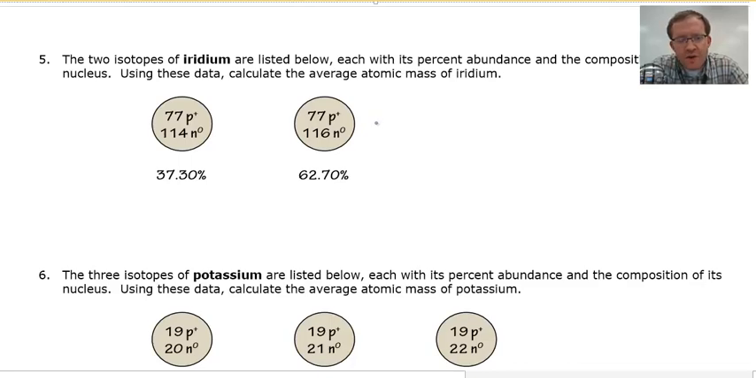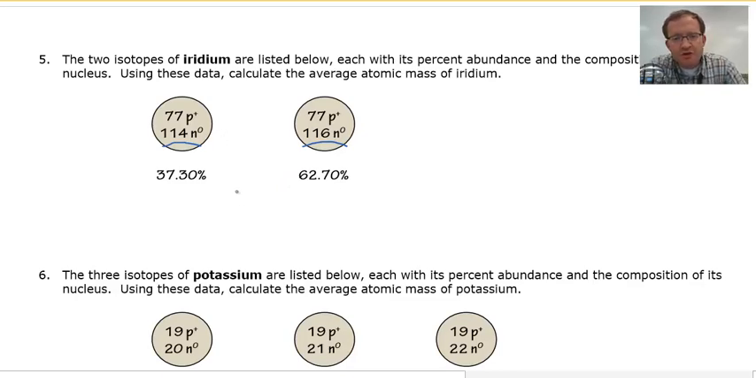Question 5 says that the two isotopes of iridium are listed below, each with its percent abundance and the composition of its nucleus. Using these data, calculate the average atomic mass of iridium. If we look at iridium, you can see both of these nuclei, which are just the nucleus of the atom of iridium, have 77 protons apiece. So iridium has an atomic number of 77, and you can find it on your periodic table. Each of these two has a difference, though, in the number of neutrons. This one has 114 neutrons, this one has 116 neutrons. That difference in mass is what makes these two different isotopes of iridium.